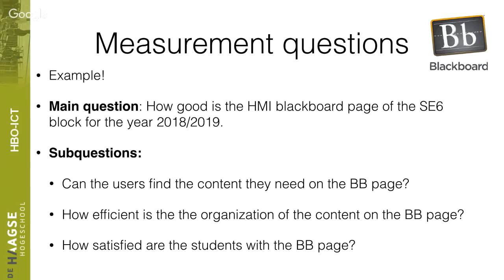And then we are going to go from these questions into measurement questions. This is again very straightforward. So can the users find the content that they need on the Blackboard page? How can we measure this? How long does it take them to find what they're looking for? No, this is the second one. The second one is the efficiency, which is the time. The first one is what percentage of the time can they find it? Perfect, perfect. And then the last one is how satisfied are you, right?